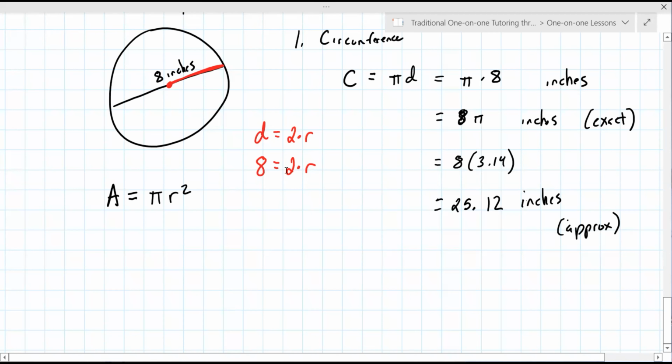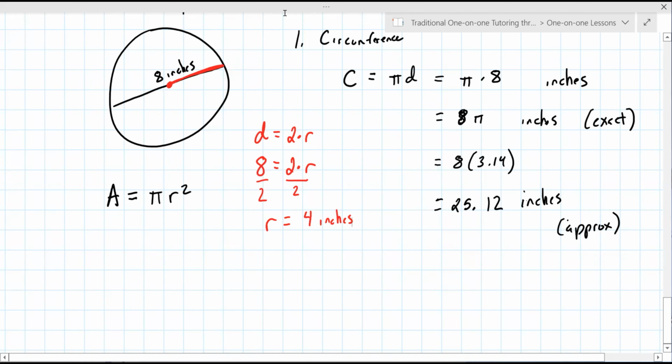What's the math operation between the 2 and the r? It's multiplication. How do you undo multiplication? Division. Okay. Divide both sides by 2. What is 8 divided by 2? 8 divided by 2 is 4. So the radius is 4 inches.